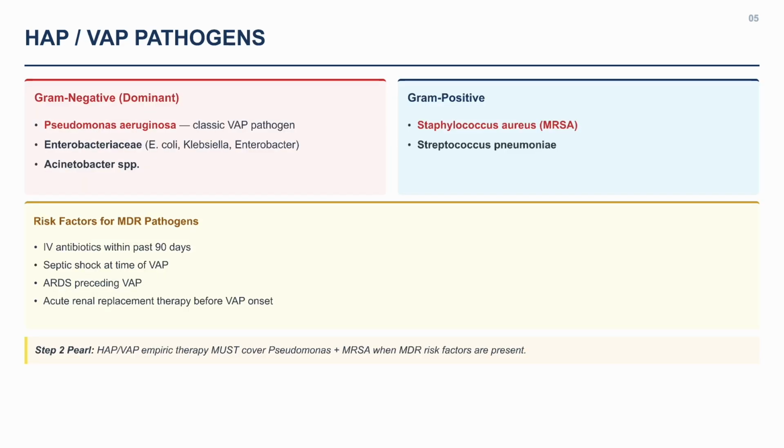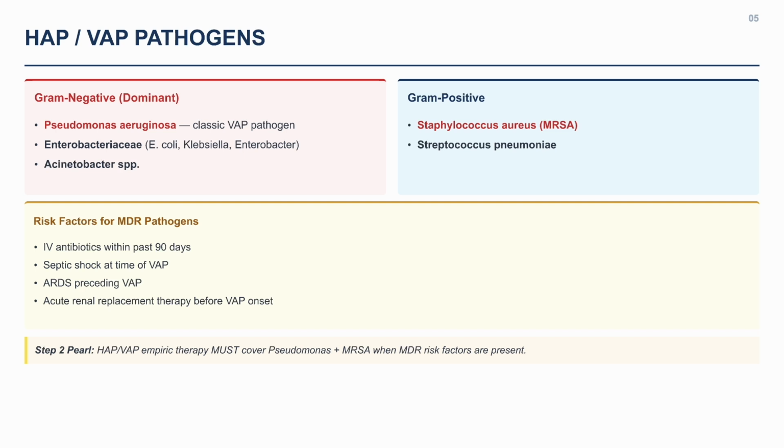Hospital and ventilator-associated pneumonia are dominated by gram-negative organisms. Pseudomonas aeruginosa is the classic VAP pathogen. Other gram-negatives include Enterobacteriaceae like E. coli and Klebsiella, as well as Acinetobacter. On the gram-positive side, Staphylococcus aureus, especially MRSA, and strep pneumoniae are common.